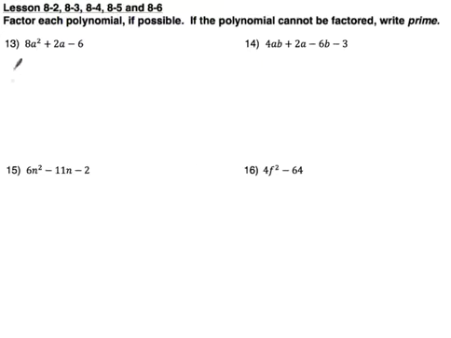So number 13, I'm looking for a GCF. Guess what I see? A GCF. I get to pull out a 2. I'm left with 4a squared plus a minus 3. Okay, now I need to factor this. So I pulled out a GCF. It's not a difference of squares. I've got a leading coefficient.